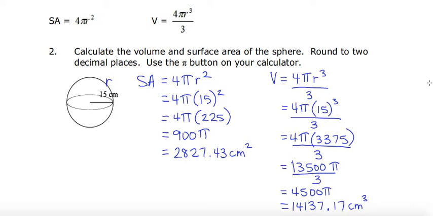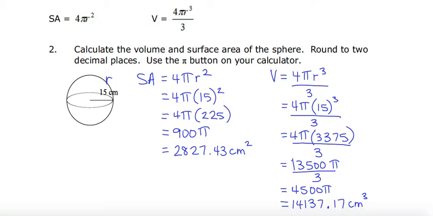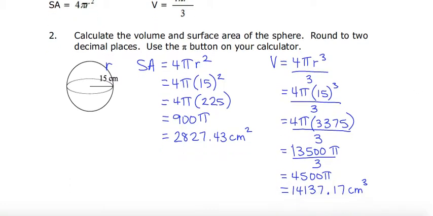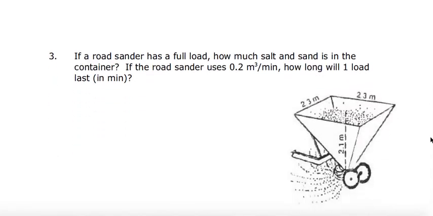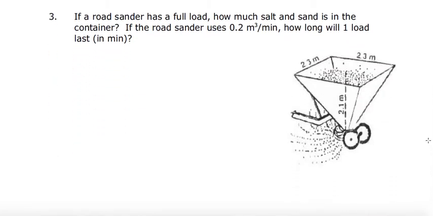So now that we've calculated some simple surface area and volume examples, we're going to apply this to some word problems. Example number 3 uses a road sander. A road sander has a full load. How much salt and sand is in the container? And if the road sander uses 0.2 meters cubed per minute, how long will one load last in minutes?